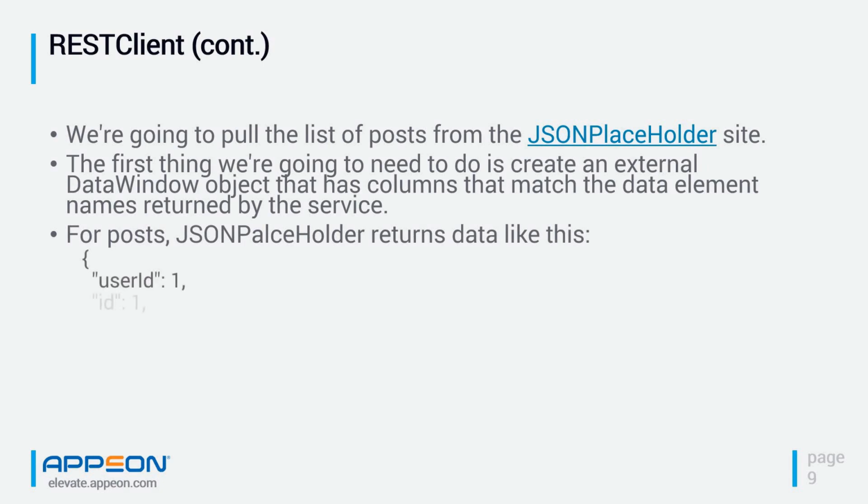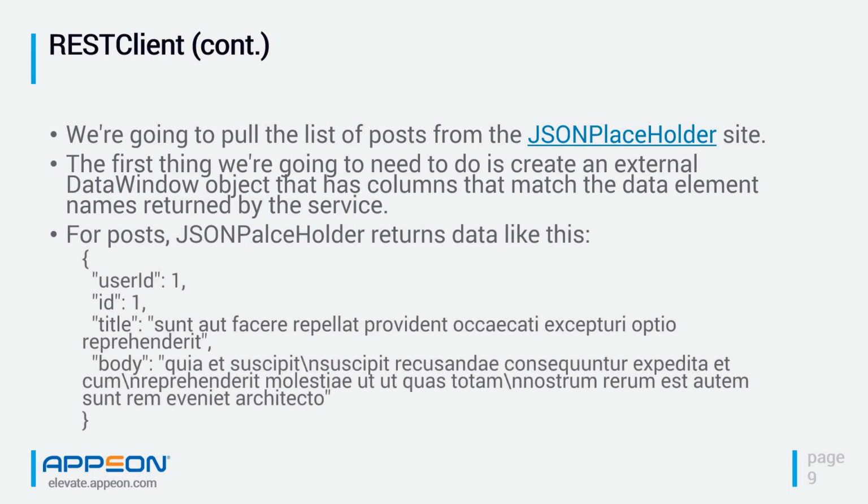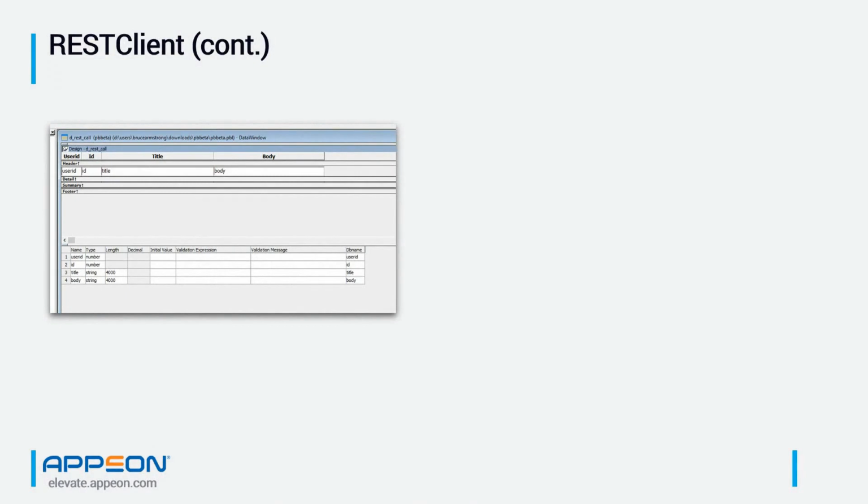So this is what the data looks like coming back from the JSON placeholder site. There's a user ID, which is numeric, an ID value, which is numeric, a title, which is just random text, and a body, which is an even larger block of random text. So four fields, two numeric, two character. So we're going to create a DataWindow that has four columns: user ID, ID, title, and body, of type number, number, string, and string. And I just made the strings both 4,000. So that's what my DataWindow looks like.